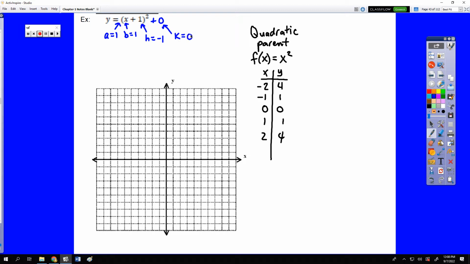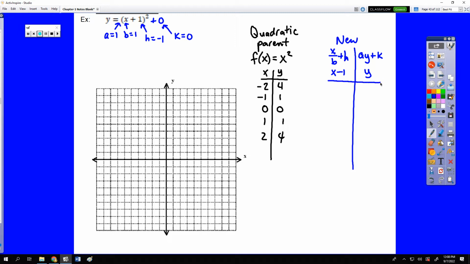So when we're looking for what our new function looks like, well, again, we're going to take x, divide by b, and add h. We're going to take y, multiply by a, and add k. And this will work for any function. So x divided by b plus h would be x minus 1. And ay plus k would be just y.